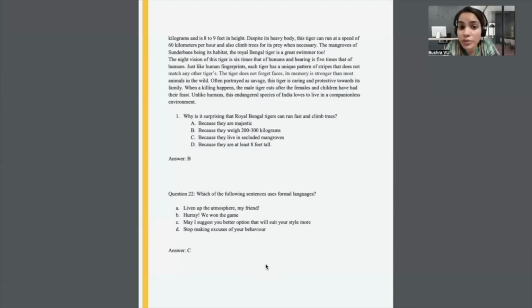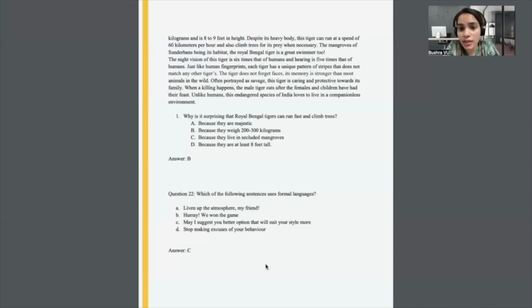Just like human fingerprints, each tiger has a unique pattern of stripes that does not match any other tigers. Okay, all the patterns are different. Like we have our thumbprints different, right? They have their patterns different. They don't match with any other tiger. The tiger does not forget faces, has a memory stronger than most of the animals in the wild. Often portrayed as savage, this tiger is caring, protective towards its family.